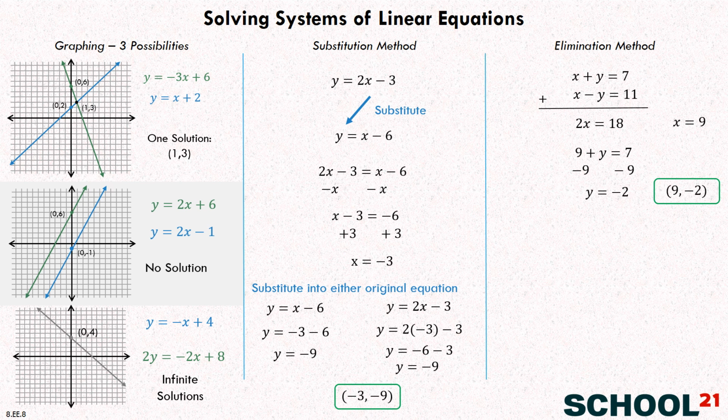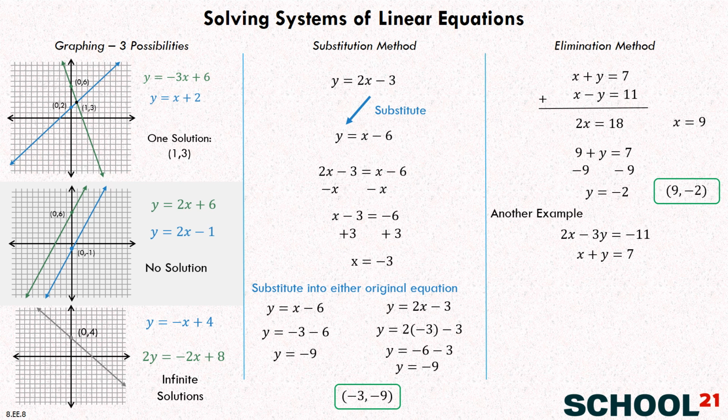Now remember, the reason we could do this is because we are allowed to add the same thing to both sides of any equation. This one was really set up to do it because you had a y and a negative y. Sometimes it's not going to be so easy for you. You might have to adjust one of the equations first. So let's look at another example here.